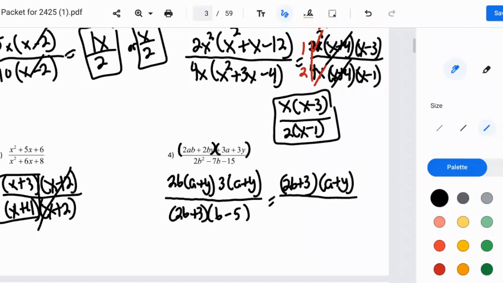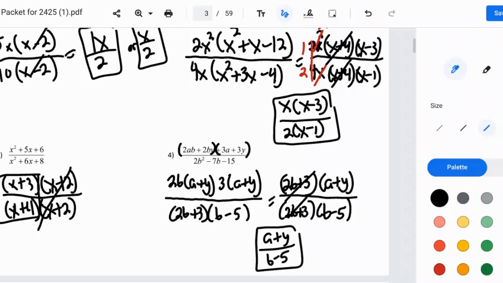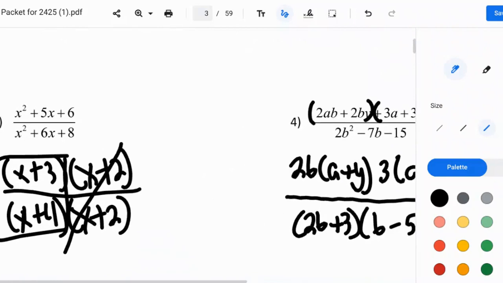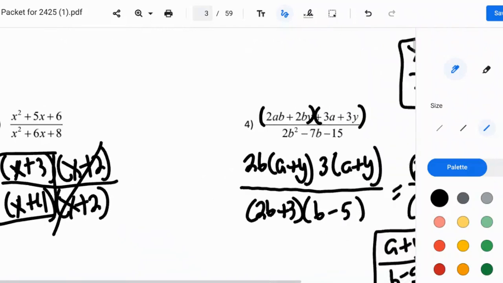And I think that makes sense because I see a 2b plus 3 up top. Normally one of them will be in common at least. So now I see this 2b plus 3 on the top and the bottom. Those cancel. So I'm left with a plus y over b minus 5 in the end. I want to point out for number 3, you can't cancel these x's, by the way. So don't attempt to. You can't cancel pieces of binomials.